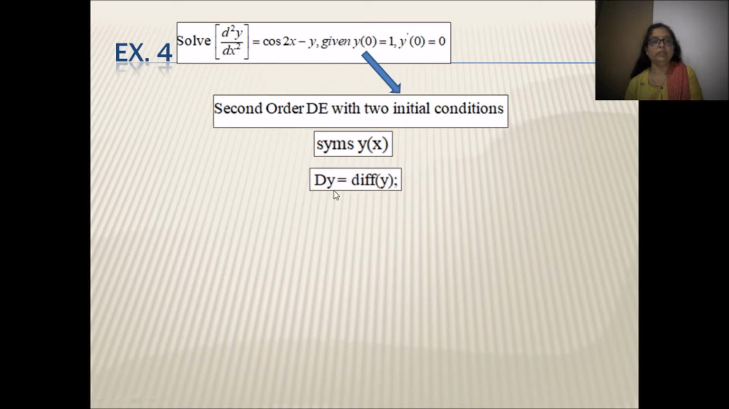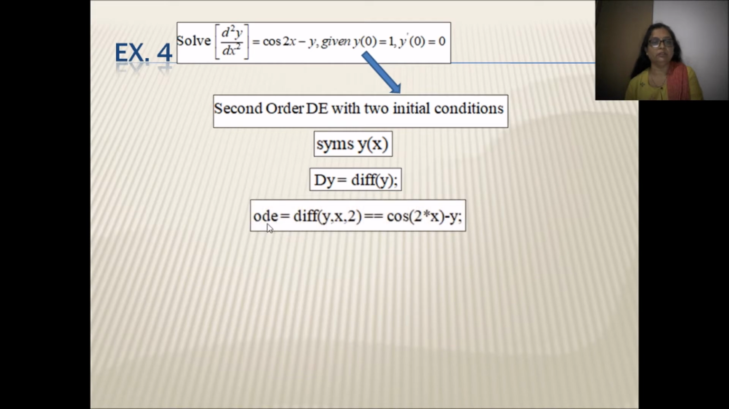Here the derivative term dy equal to diff of y. And then we define the differential equation ODE equal to diff y comma x, that means differentiation of y with respect to x, and here 2, that means 2 times derivative of this, therefore d2y by dx square. Now equal to cos of 2 star x minus of y. We apply here the arithmetic operation.